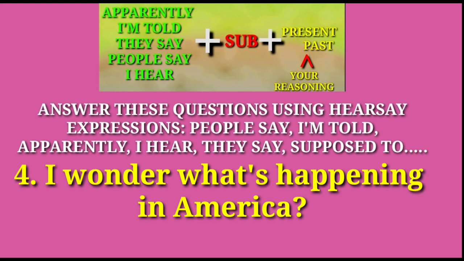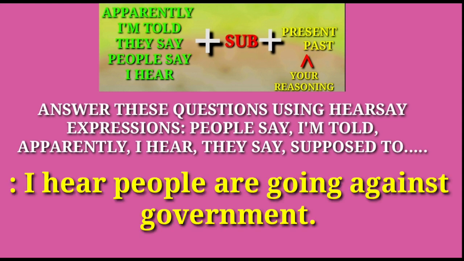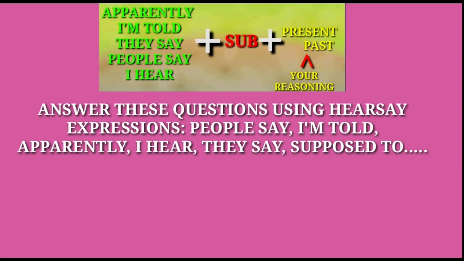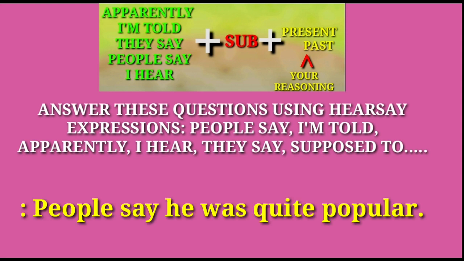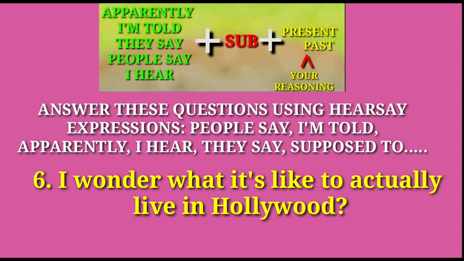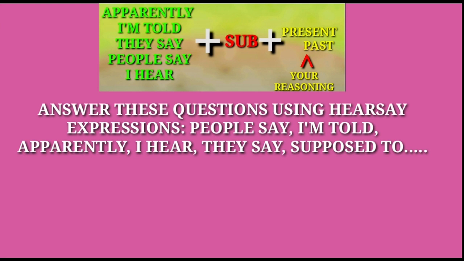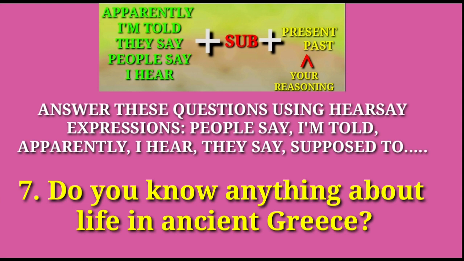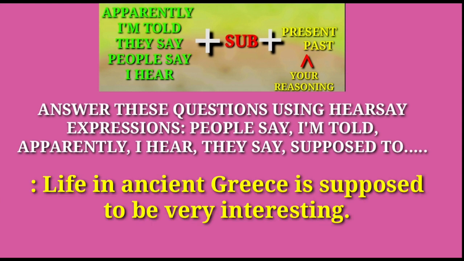Question number four. I wonder what is happening in America. And the answer is I hear people are going against government. Question number five. What do you think Abraham Lincoln is like as a person? And the answer is people say he was quite popular. Question number six. I wonder what it is like to actually live in Hollywood. And the answer is people say it is very interesting to live in Hollywood. Question number seven. Do you know anything about life in ancient Greece? And the answer is life in ancient Greece is supposed to be very interesting.